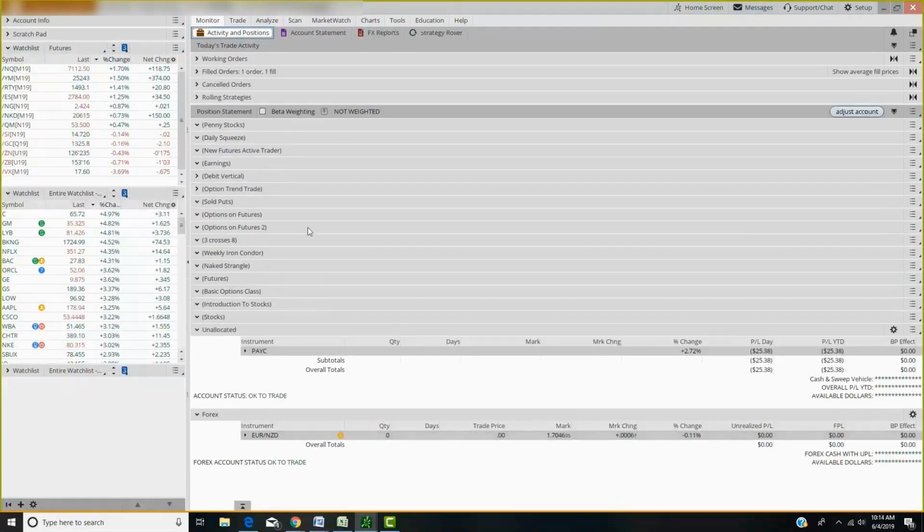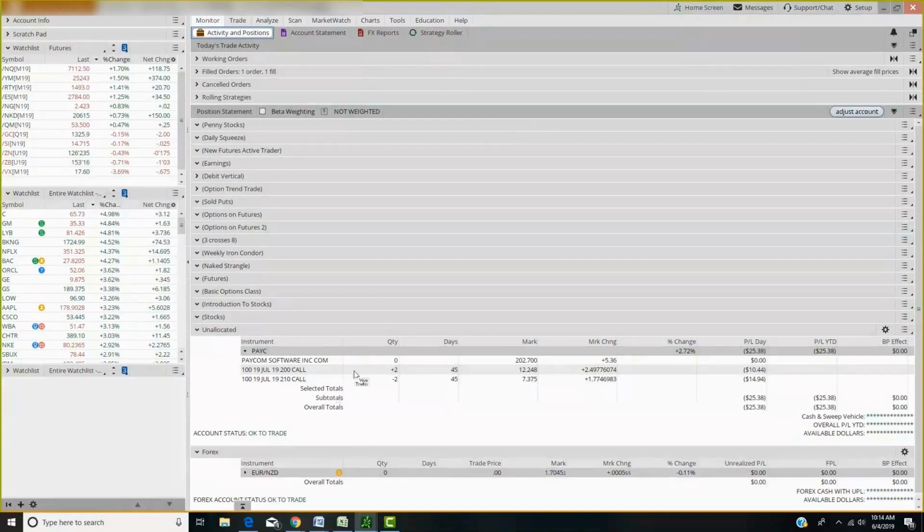I reset my paper money account. Everybody, I reset this because I want to start over fresh. So all these are now zero. Zero profit, zero loss. So if you notice, I just bought a vertical spread. Now, I'm already down $25. Why am I down $25? I mean, I just bought it. And now I'm already down $30.